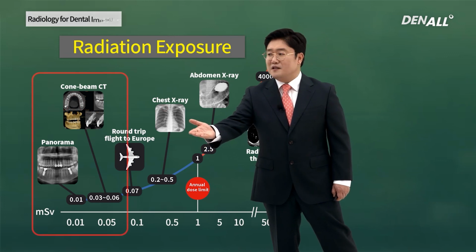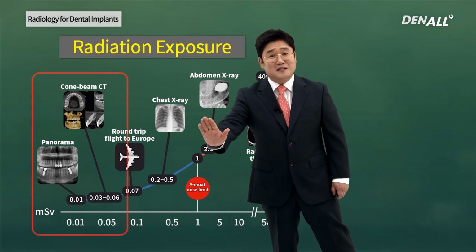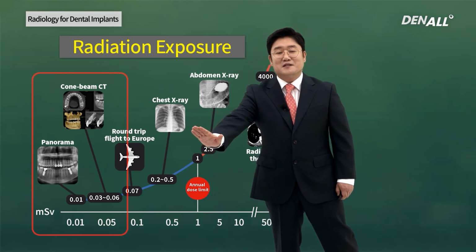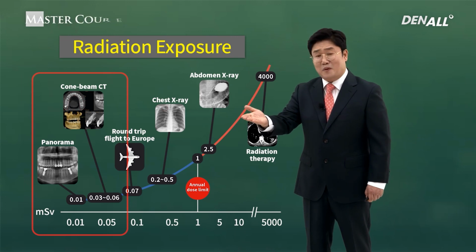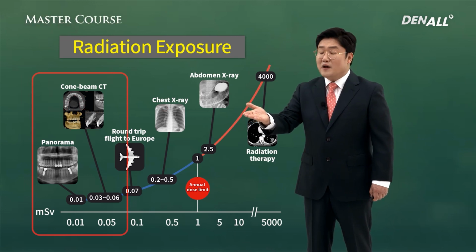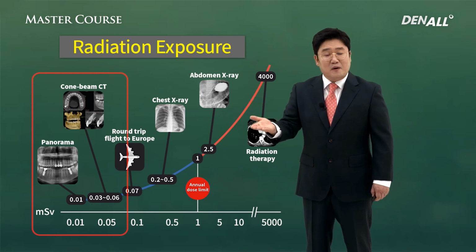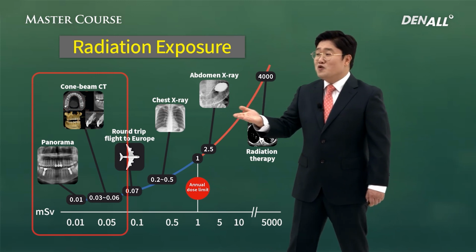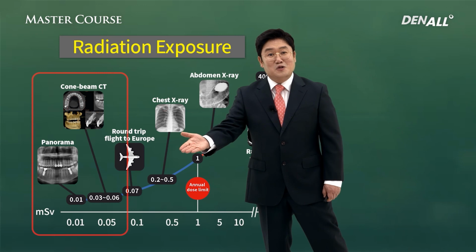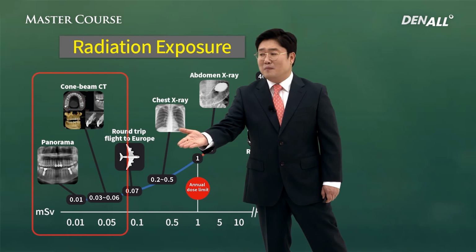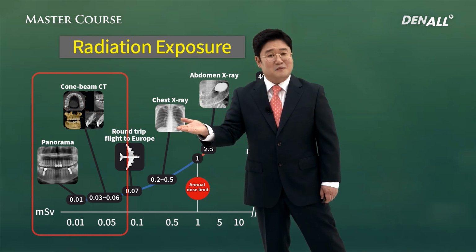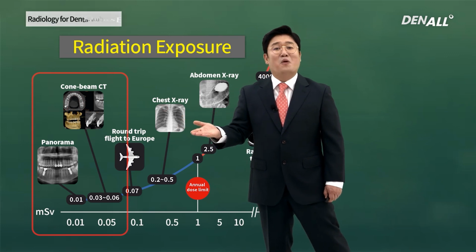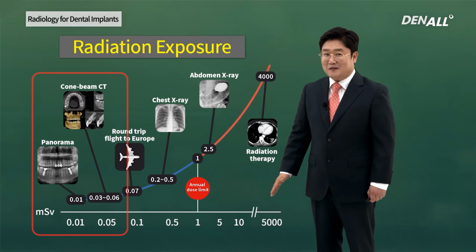You can see this. Panorama, CT has very low level of exposure. Standard periapical would be much lower than this, so it doesn't appear even on this diagram. When you explain this to your patients, maybe you can say this: a round trip flight to Europe has more radiation exposure than dental X-rays. That means dental X-rays are very safe procedures.